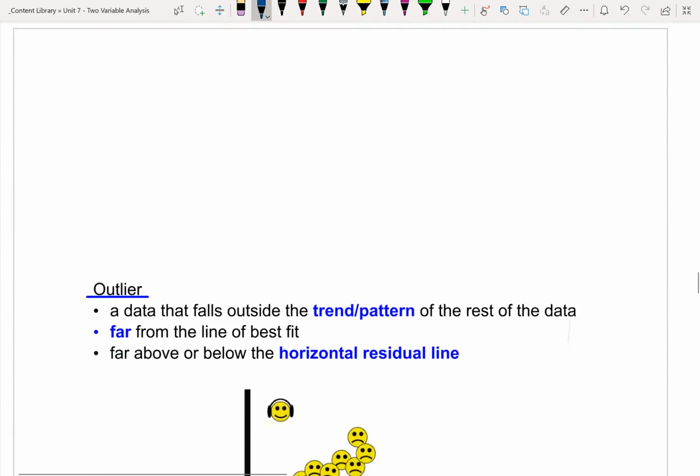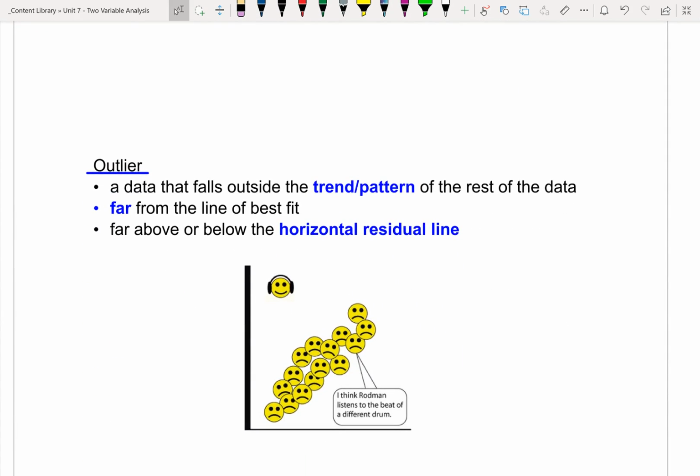Now, when we're looking at that, we may come across outliers. An outlier is a data point that falls outside the trend or pattern of the rest of the data. It is far from the line of best fit, and it is also far above or below the horizontal residual line. So we can see here, just a small demonstration, the point out on its own is the outlier.